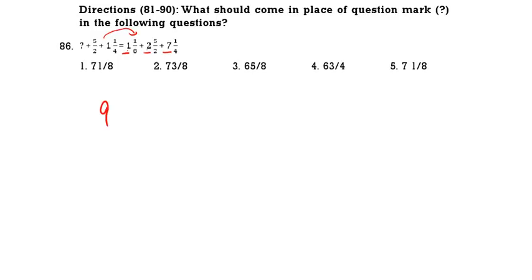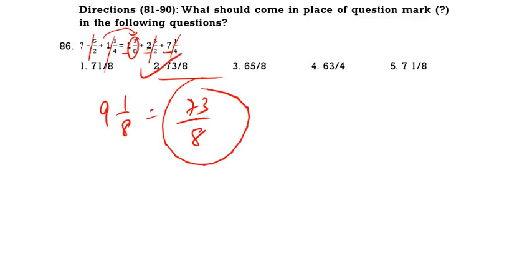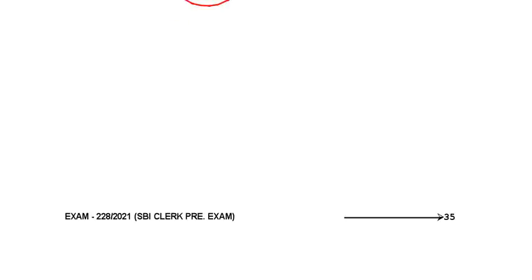Now here 5 by 2, 5 by 2 cancel. 1 by 4, 1 by 4 cancel. We are left out with 1 by 8. The answer is 9 1 by 8 or else 73 by 8. 2 is the correct answer. Next question.